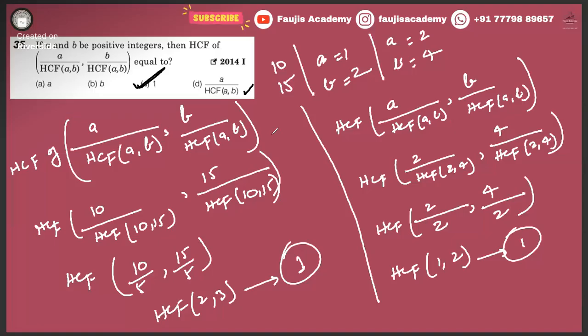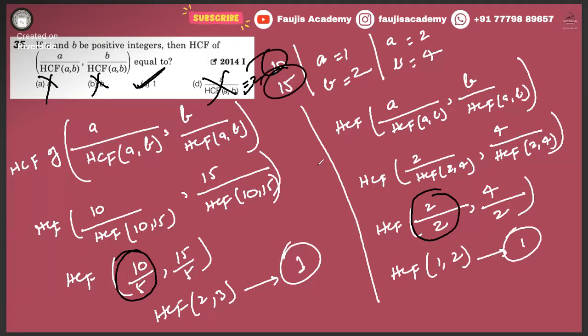Okay. So A divided by HCF of A comma B. The value is 2, right? Sometimes it is 1 also, right? That is not possible. A in itself also is not possible. We saw A value is 10, 15, but then this value is 1. So it is always coming 1, right?